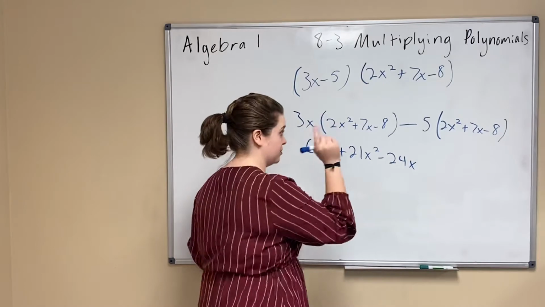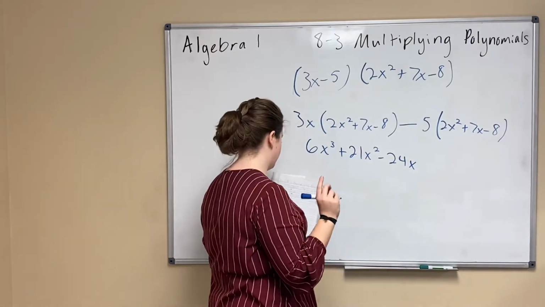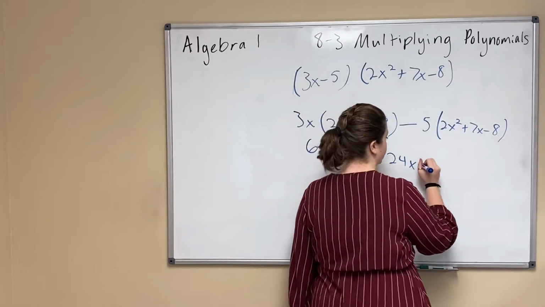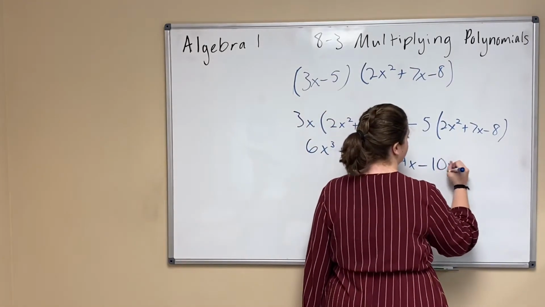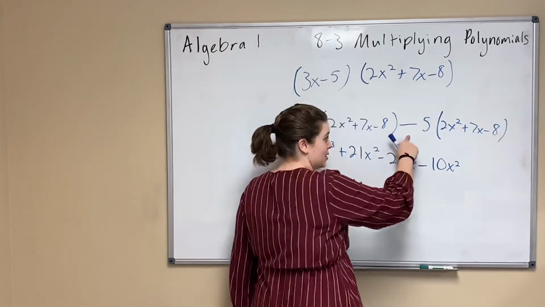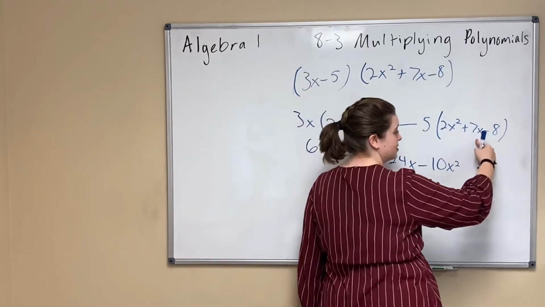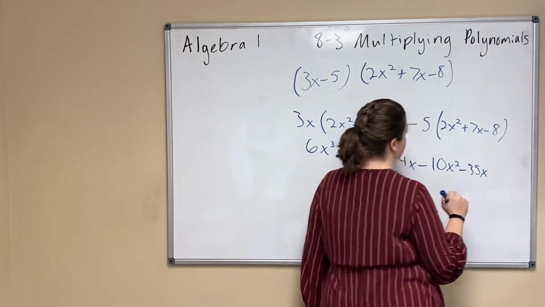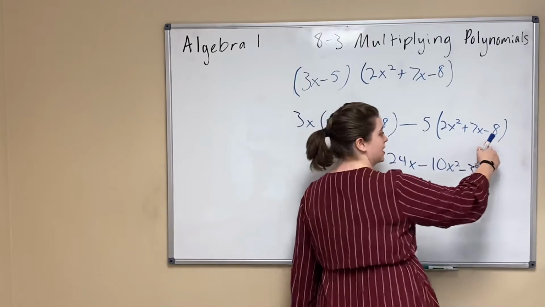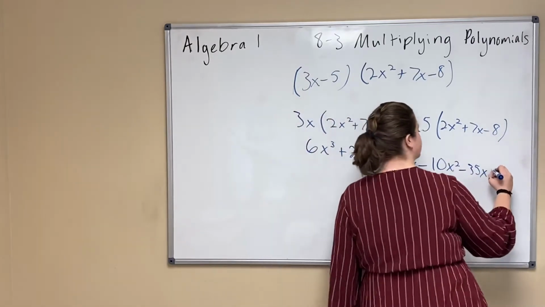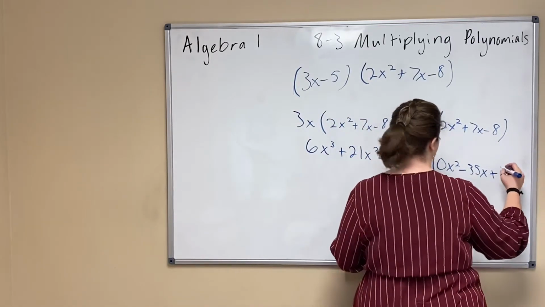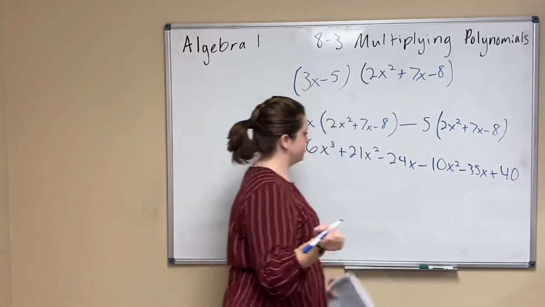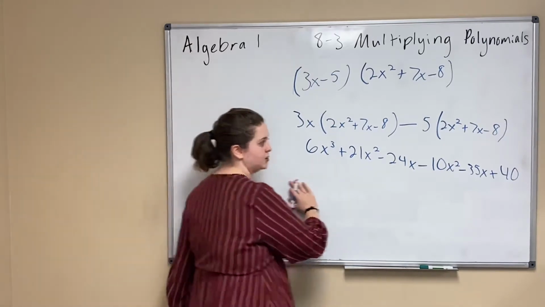Okay, now we're going to distribute that one. So we have minus 5 times 2x squared, so that's going to give us minus 10x squared. Now we still have minus 5 times 7x, that's going to give us minus 35x. Then I have minus 5 times negative 8, which is going to give us positive 40. Now we've got it all multiplied out.